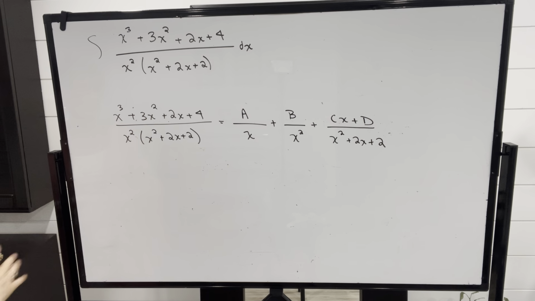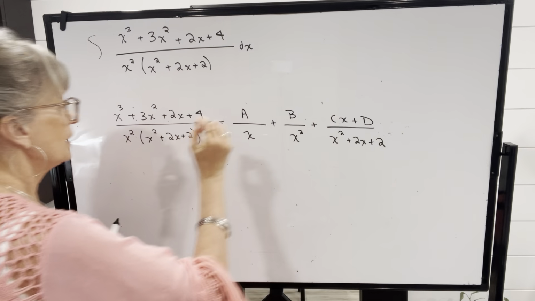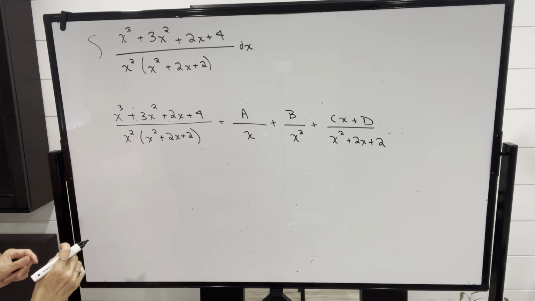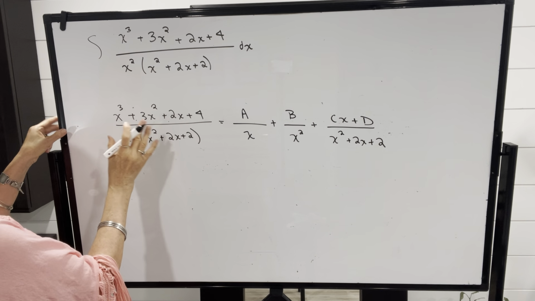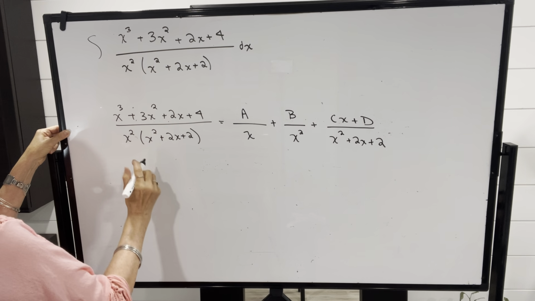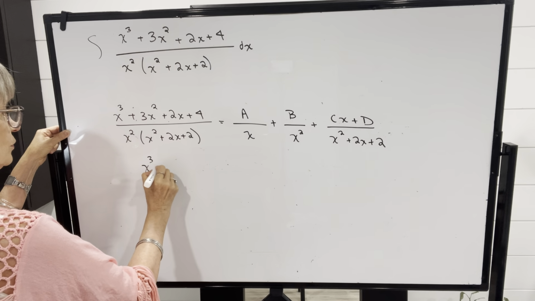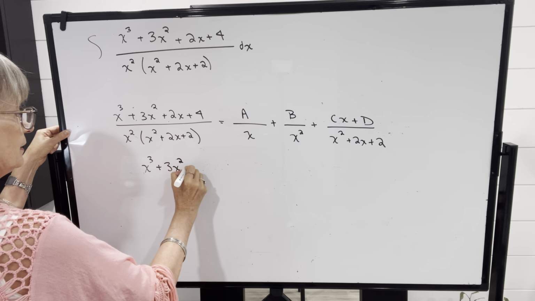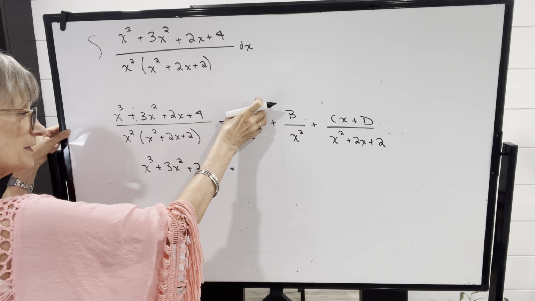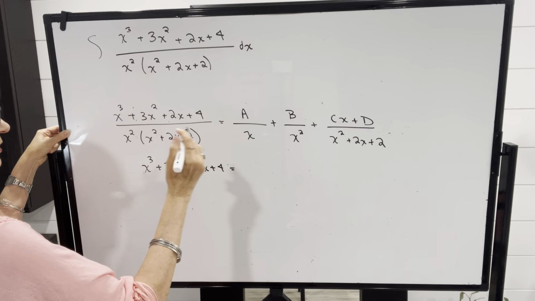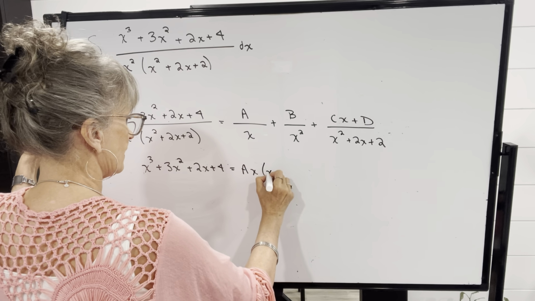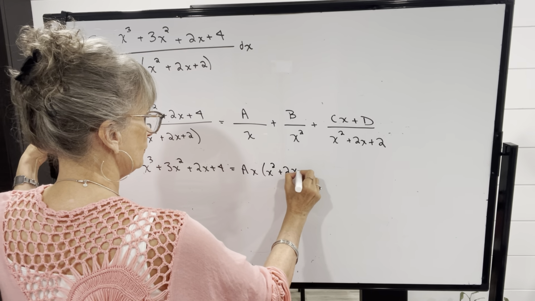And in order to do that, I multiply both sides of the equation by the lowest common denominator, which is this. I don't really have room to show it, so hopefully you can follow along. When I multiply the left-hand side by this, the denominator cancels totally, and I have x cubed plus 3x squared plus 2x plus 4. When I multiply this term by my lowest common denominator, one of the x's cancels, so I'm left with a times x squared plus 2x plus 2.